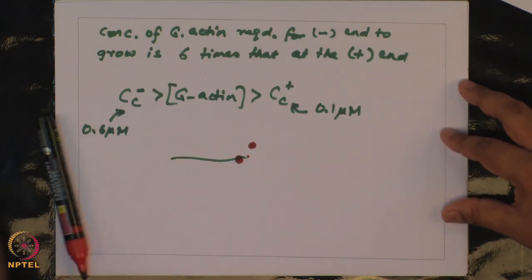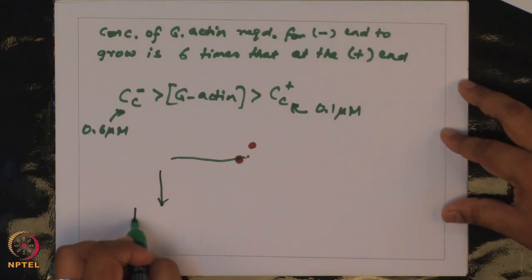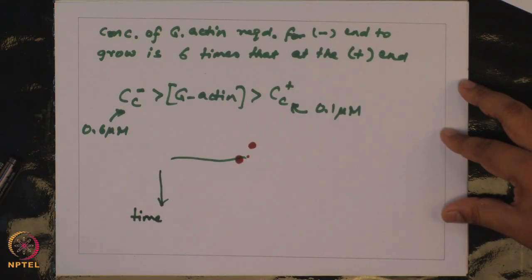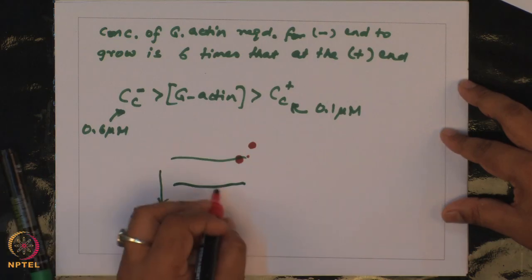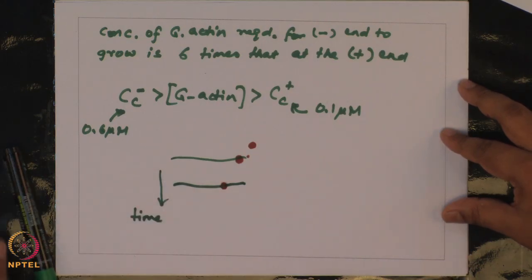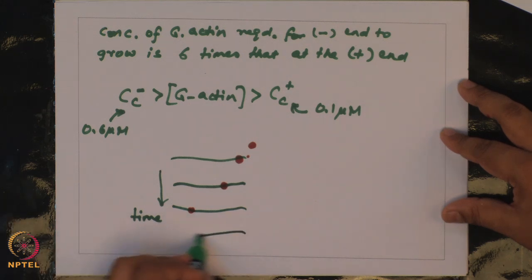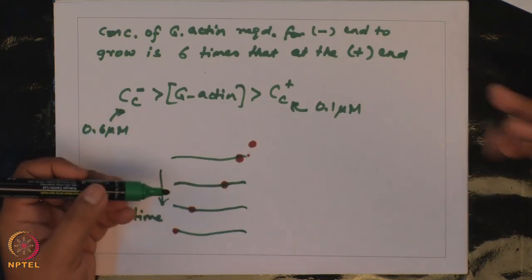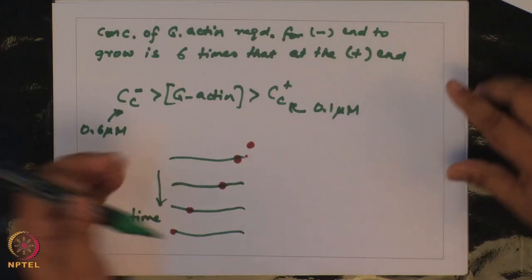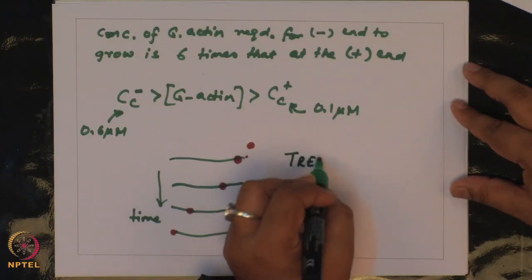If you track it as a function of time, at some time you might see this red monomer here, and as time goes on it will get pushed back and back, and finally at one time it will come out of the minus end. This activity, in which something gets added at the front end and gets released from the minus end, is called treadmilling.